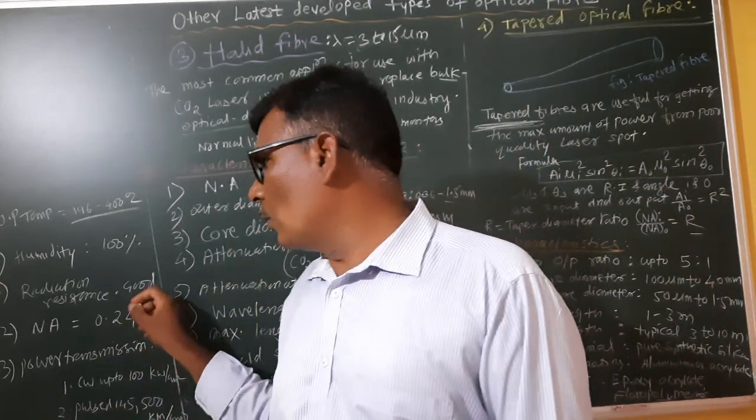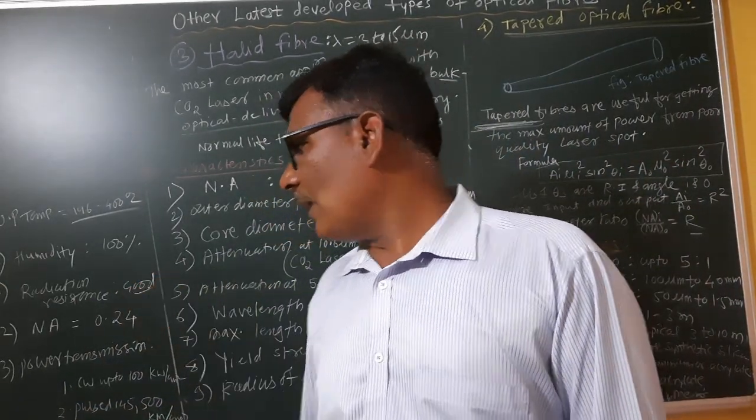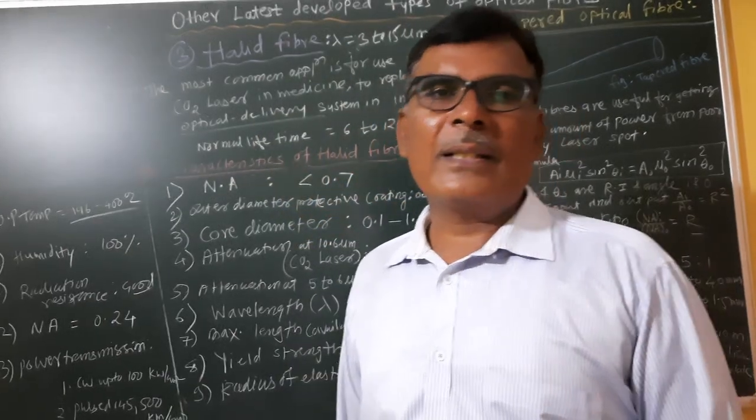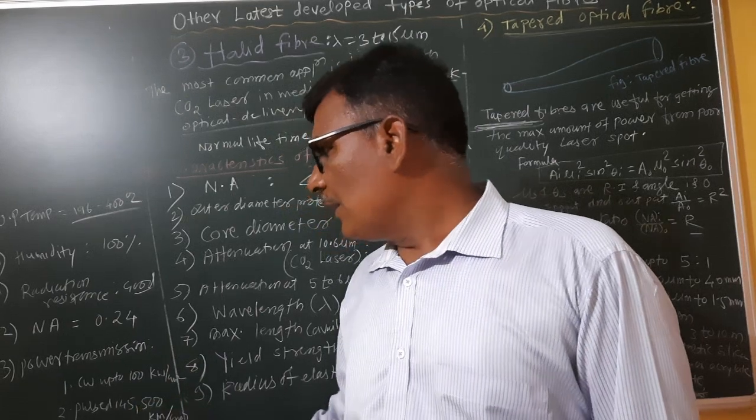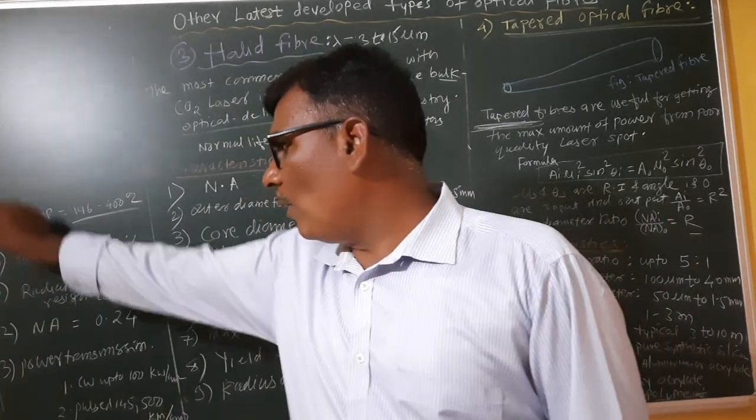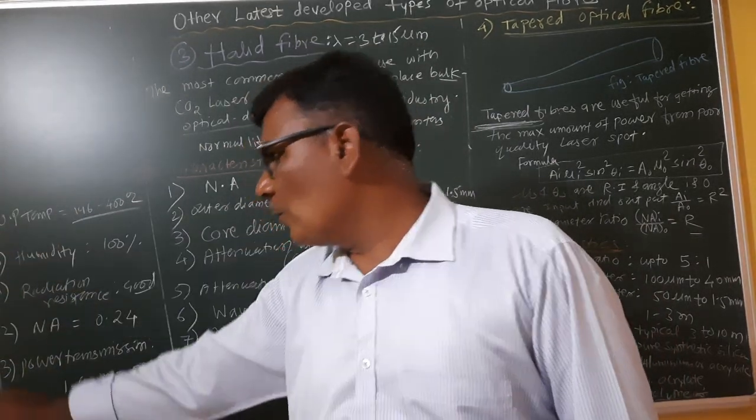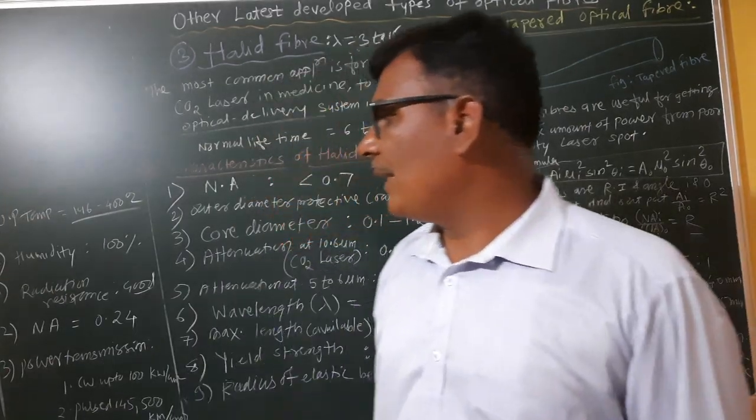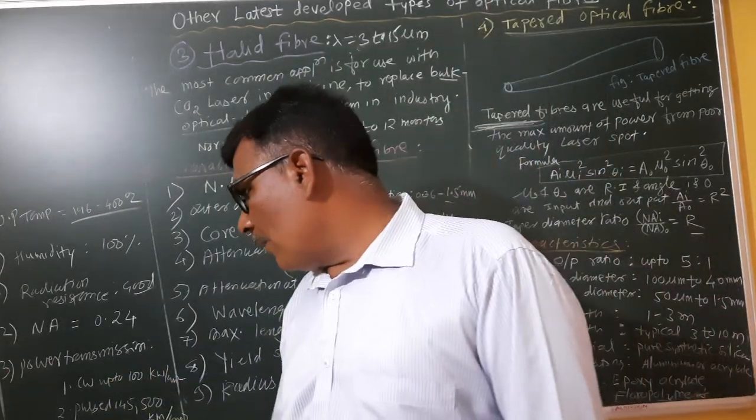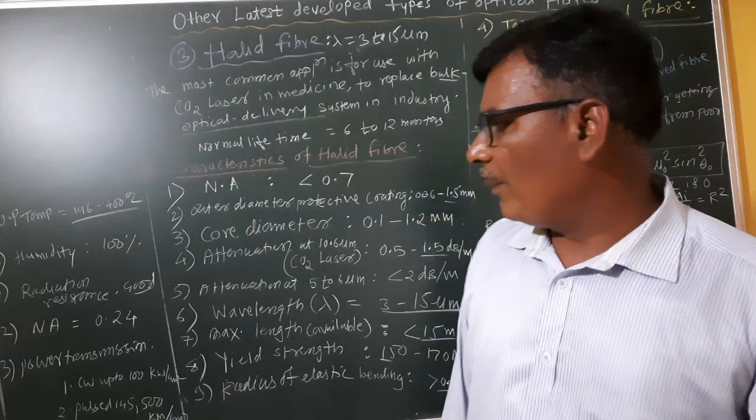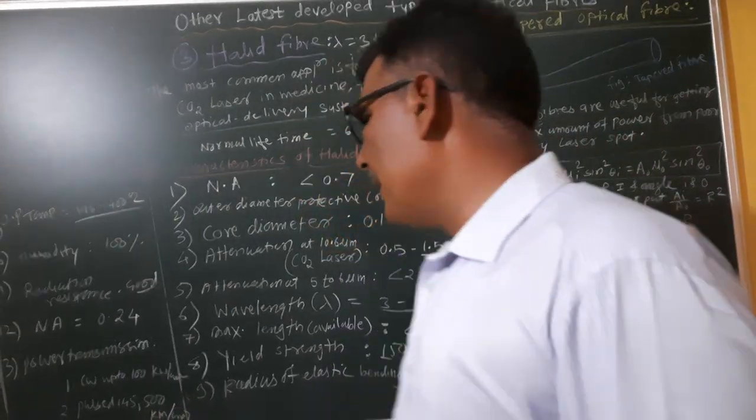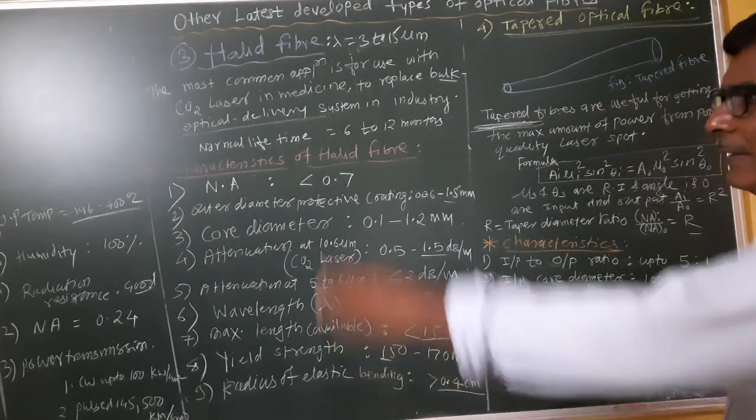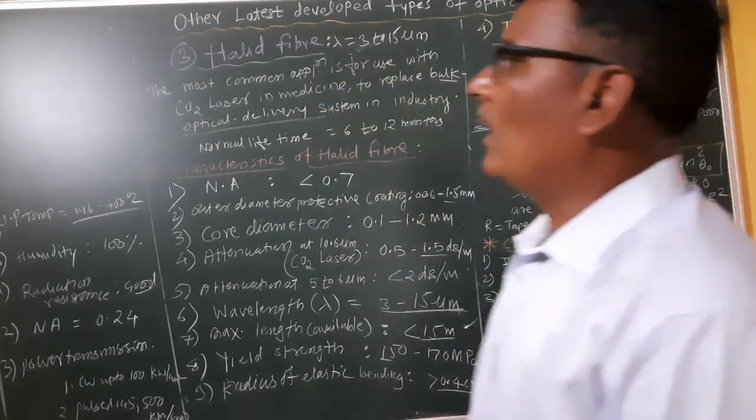Radiation resistance should be good. What is radiation resistance? Good. Numerical aperture factor 0.24, and then power transmission. These characteristics are similar for HPSIR, HPSUV and tapered fiber, and the power transmission rate is 100 kilowatt per centimeter square to 500 kilowatt per centimeter square. These are the similar characteristics for what type of fiber?